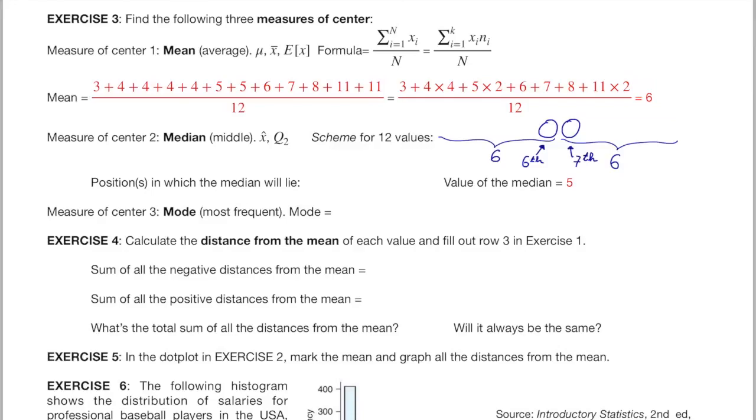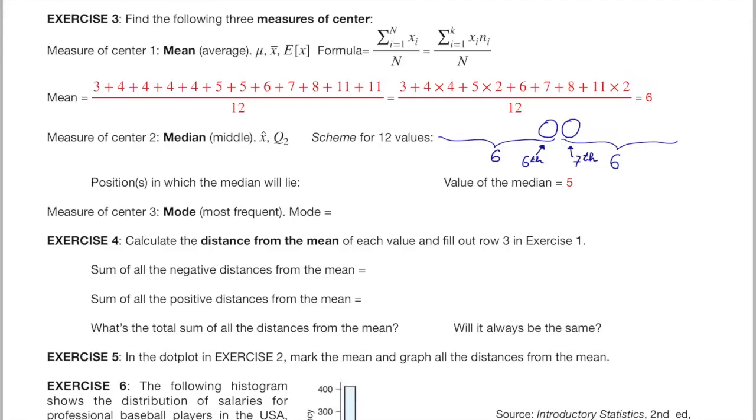A common mistake here is saying that the median is 6 and 7 or 6.5. Not at all. These are only the positions. The positions in which the median will lie are the 6th and the 7th. Notice that these 6 and 7 don't come from our particular distribution. They are valid for every distribution with 12 values.